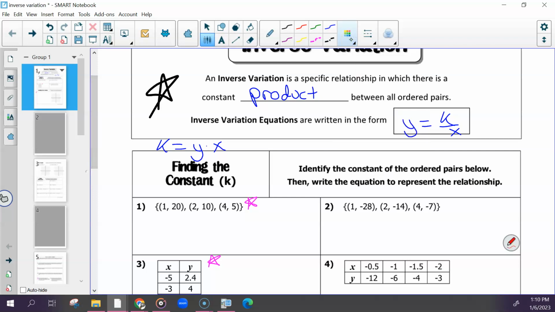So if we take this equation and we're trying to solve for k, we would multiply both sides by x, where the x's would cancel. And whether you write y times x or x times y doesn't matter because multiplication is commutative, so the order doesn't matter.